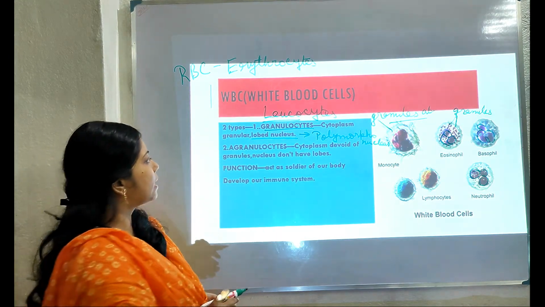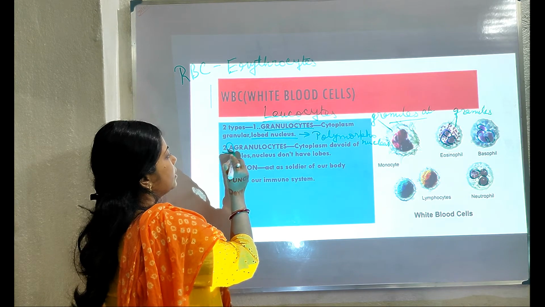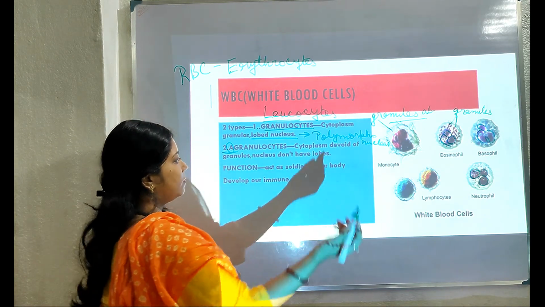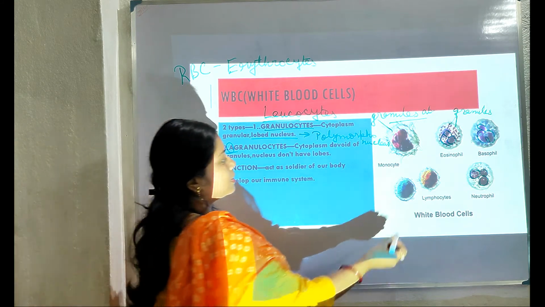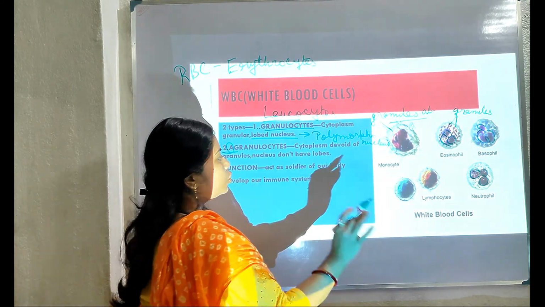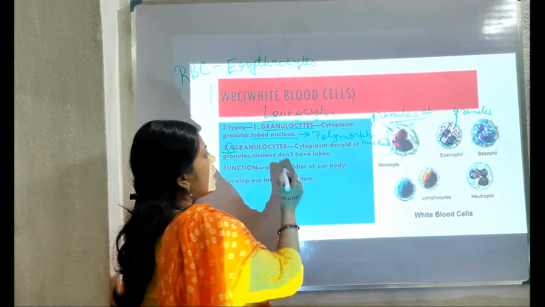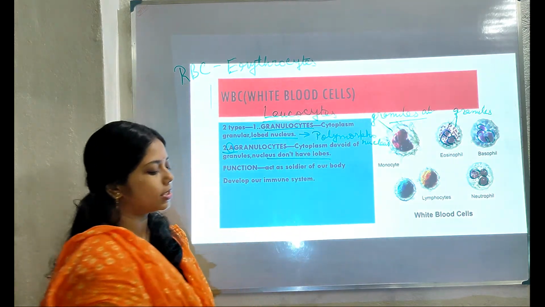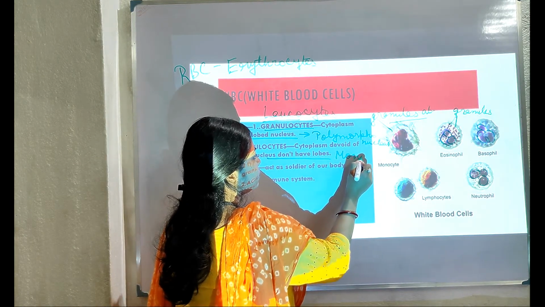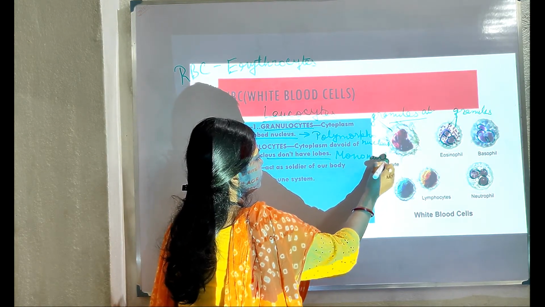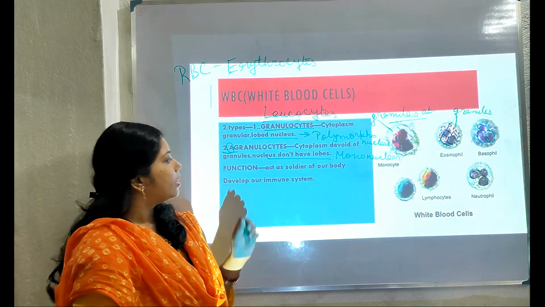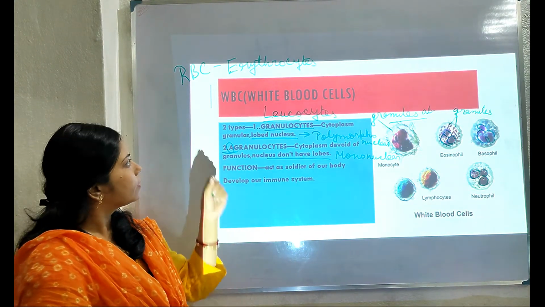Now, we have seen that some of the WBCs don't have granules in their cytoplasm. They are called the agranulocytes as the granules are absent. Cytoplasm devoid of granules and you can see a distinct large nucleus. So the nucleus doesn't have any lobes. Due to presence of this type of nucleus, they are also called mononuclear WBC.